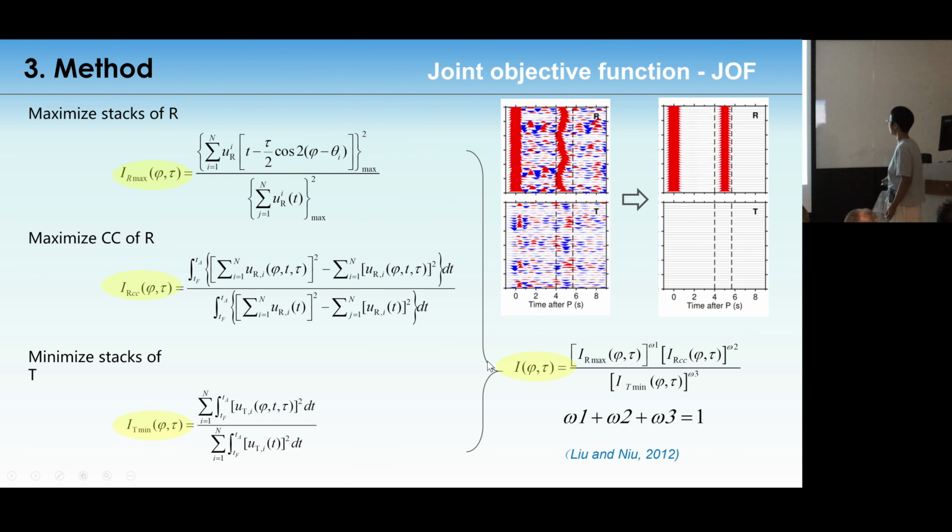This joint objective method tries to extract the anisotropy, which is normally described by the fast direction, or fast polarization direction, and the delay time of the slow wave. What we are trying to do is to find these two parameters beneath each seismic station.